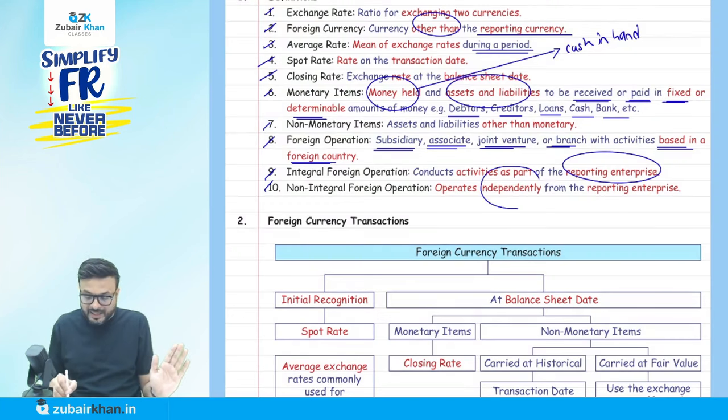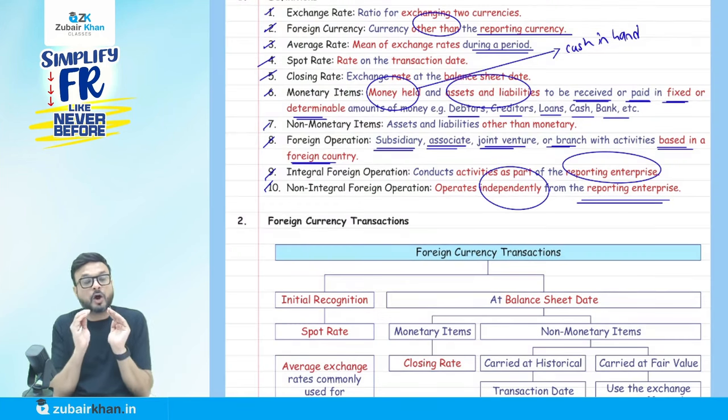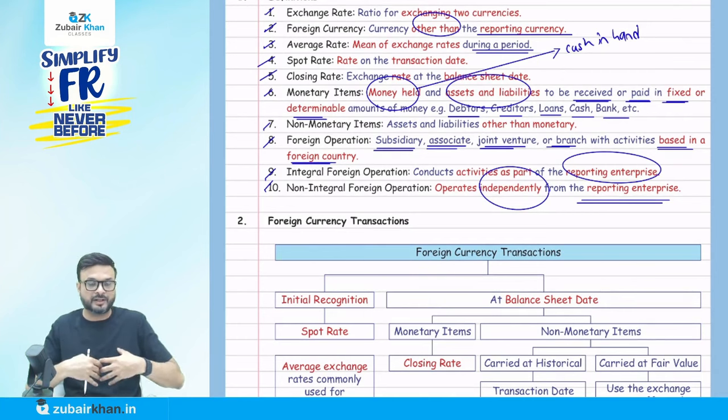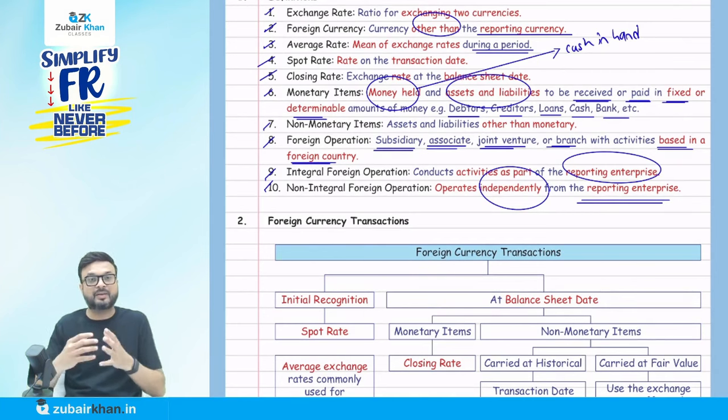Non-integral means operating independently from the reporting enterprise. Suppose we are in Chennai, we have a branch in Dubai, but in this case, I'm giving an example, they work independently. They don't depend on us. They purchase the goods in the local market there. If they need funds, they borrow the funds there only. So they are not dependent on us. That's non-integral. So these are the definitions. No need to learn that.